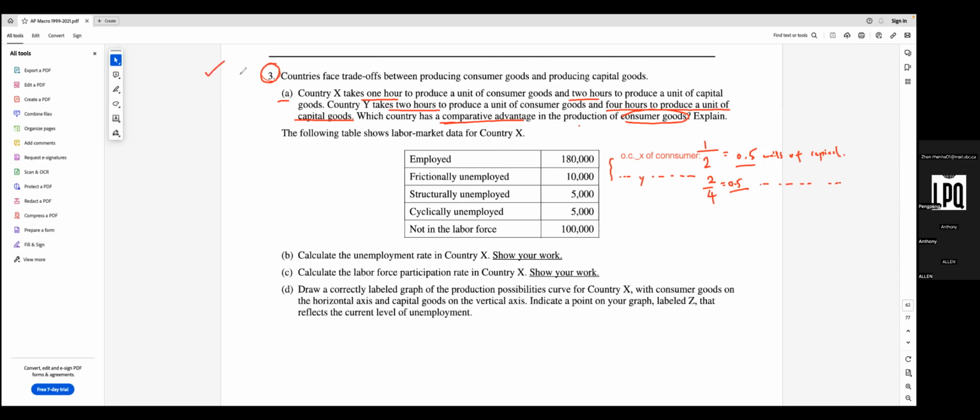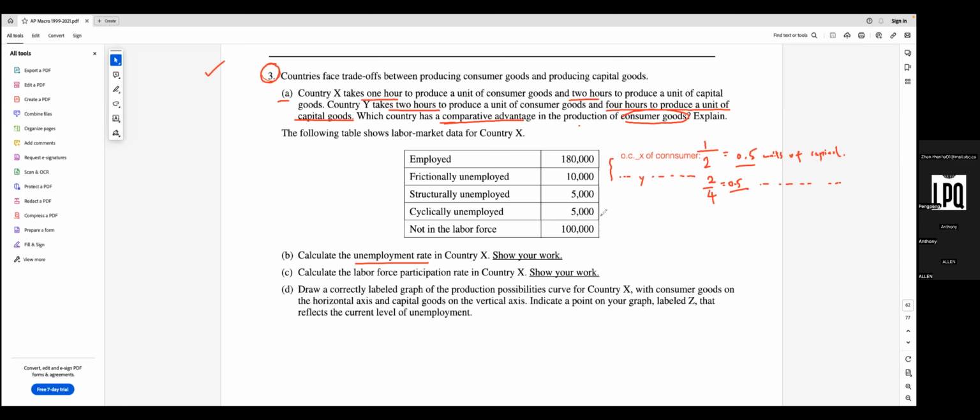And neither country has a comparative advantage in consumer goods. Okay, so this is question number A. Question number B: calculate the unemployment rate. We just learned this today. The unemployment rate equals the number of unemployed workers divided by the labor force. Okay, divided by the labor force instead of total population size.